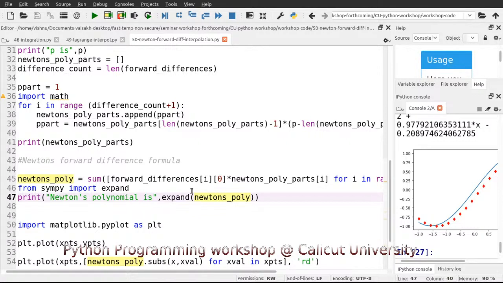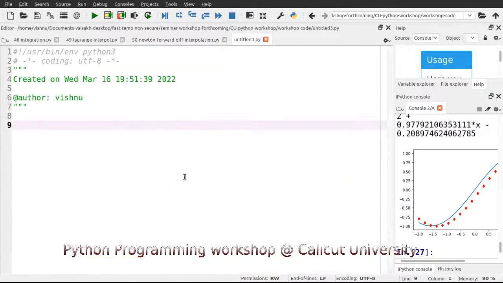Okay, so given x and y values, we can straight away find, corresponding to this set of points, this set of values, how to locate a value. Let us just try to see. So here, I'm starting a new program, straight away finding the interpolation value without using Newton's polynomial or Lagrange polynomial.